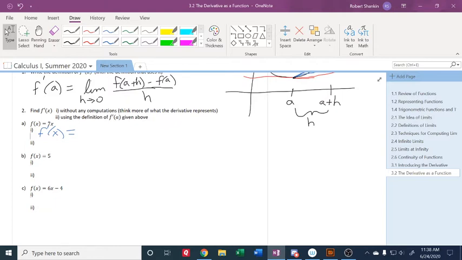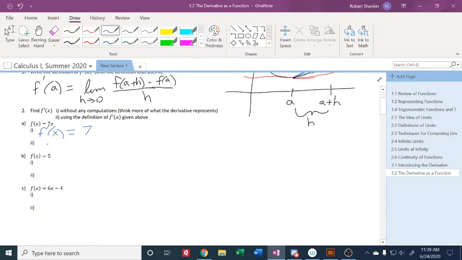Okay, anybody need more time here on number 2? All right, let's go for it. So the derivative represents the slope. And this is a straight line. F of x equals 7x. And its slope is 7. So the instantaneous slope everywhere should be 7.